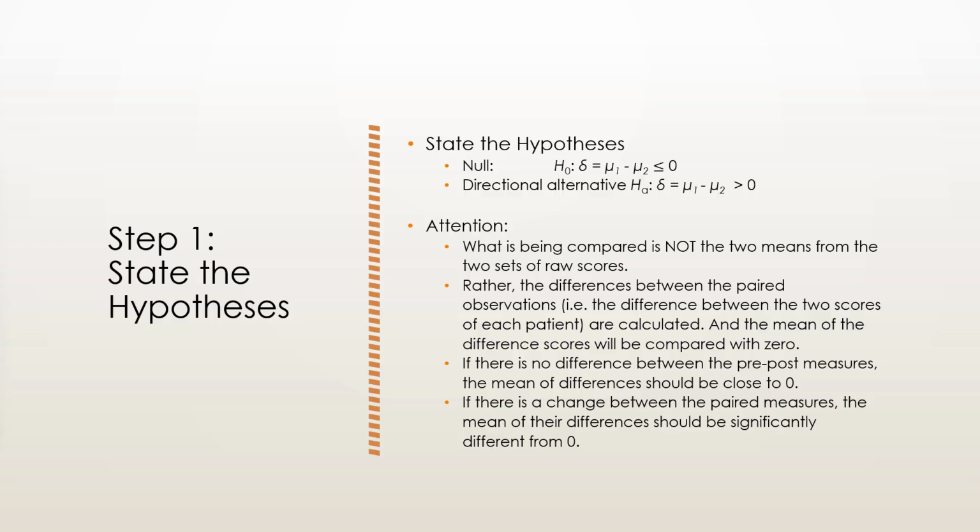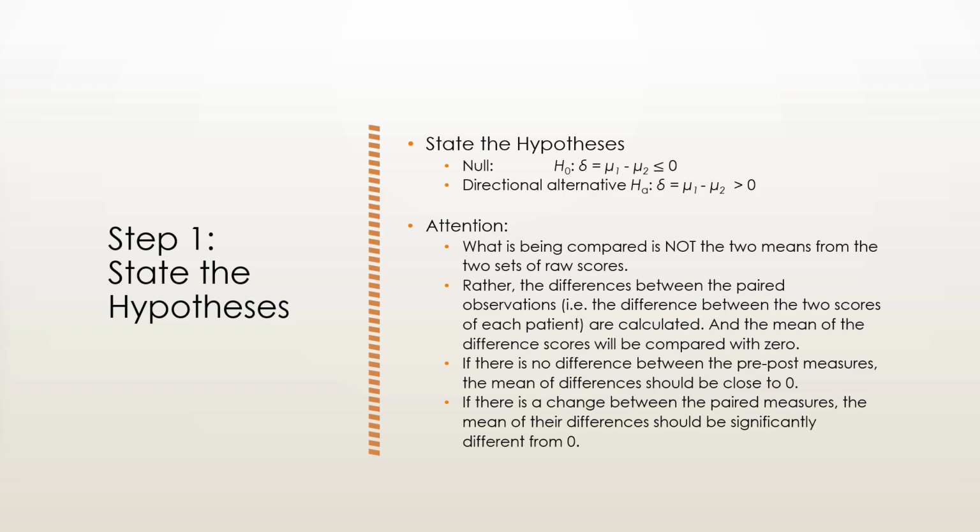Let's learn the dependent samples t-test using the above example. First, we need to state the hypotheses. Because the psychologist has a directional research hypothesis stating that the patient's depression would be significantly alleviated after 2 weeks, the test needs to be one-tailed.